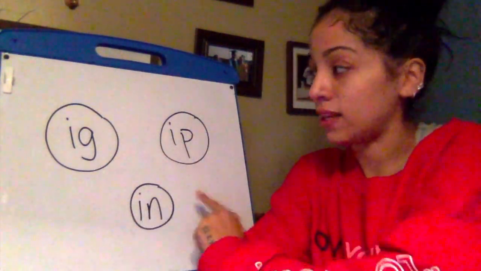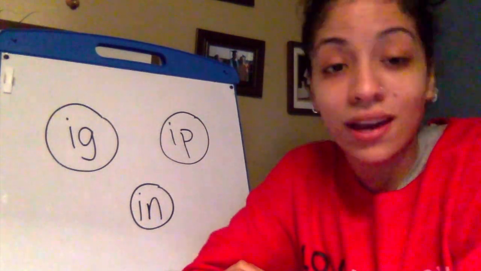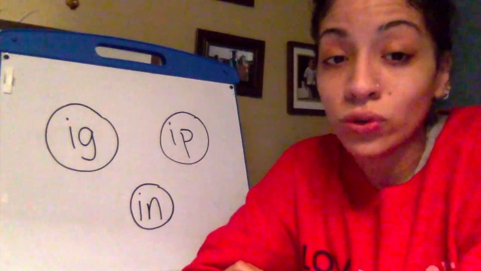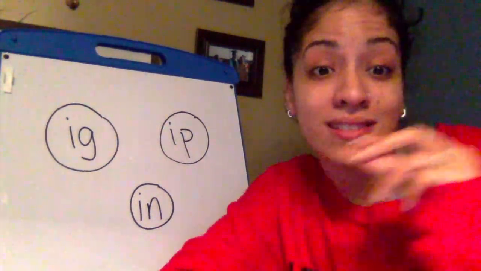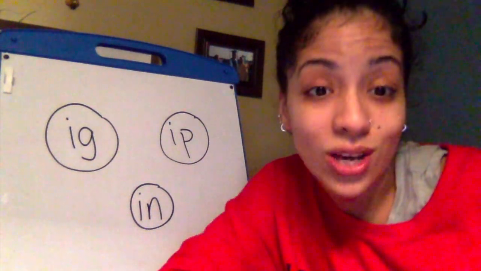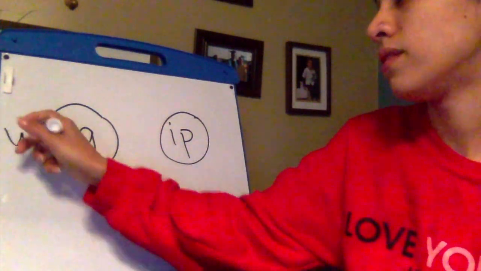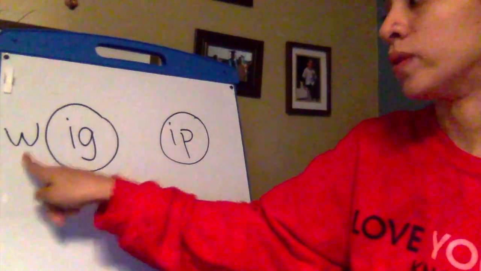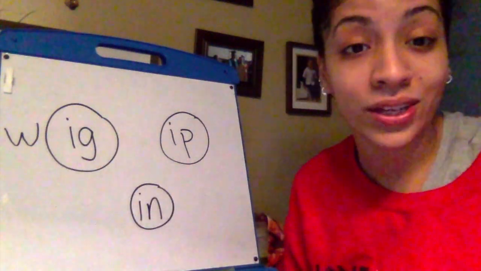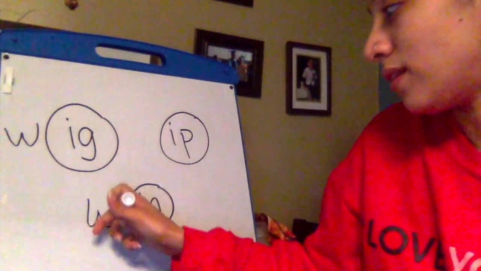In, in. So, you know that we can make new words if we change the beginning sound or the ending sound. And word families kind of make it easier because we can see them and get them right away if we're reading books or anything. So, here we go. If I said, let's add a W sound. Let's think about that word. W, ig, wig. Very good. Remember, use that arm to help you. W, ig, wig. Good.